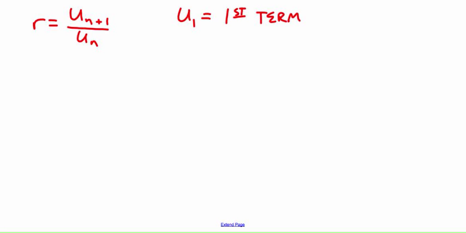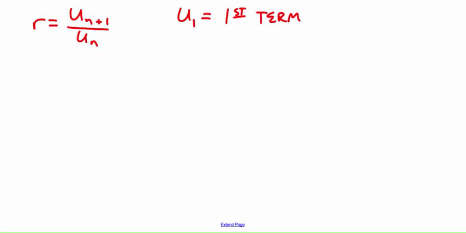We've got our r equaling u of n plus 1 divided by u of n. All right, so now we need to start coming up with our general equation. So in our general equation, we're going to say u of 1 equals our first term. That's pretty common. That's what we expect.